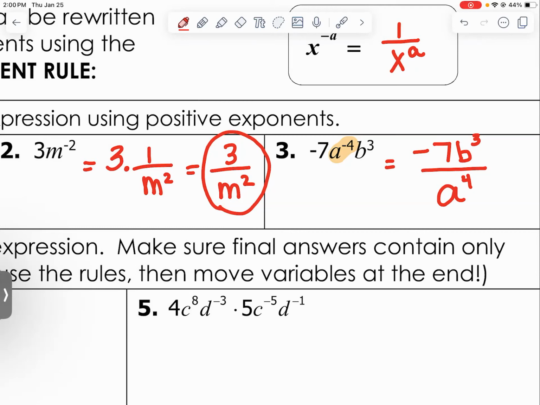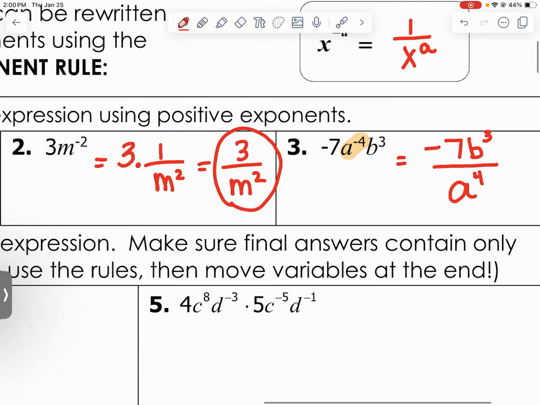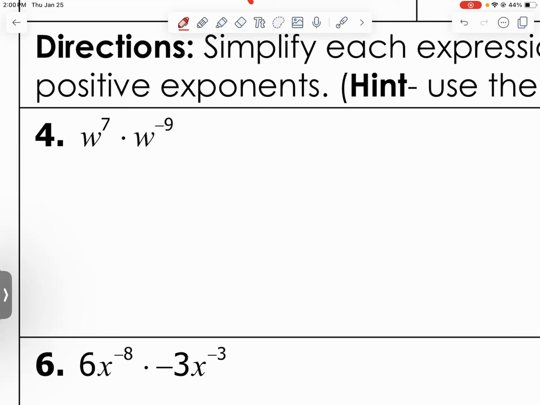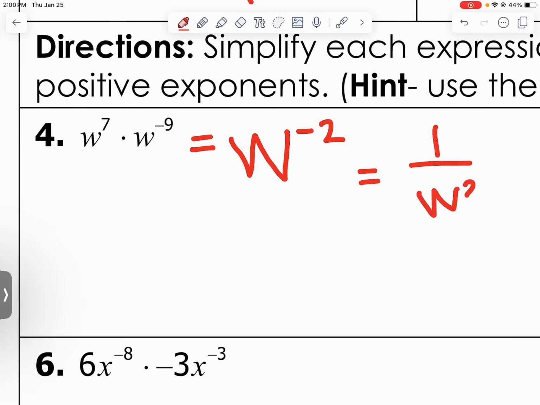Okay, well, now let's kind of practice when we have other things going on. Okay, so what's happening here? We have multiplication. What do we do with our exponents when we multiply? We add them. What's 7 plus -9? -2. Now, here's what we haven't had to worry about yet. You cannot leave that as your answer. You will not get full credit on your quiz Tuesday if your answer is this. You would have to rewrite it to be 1 over w squared.